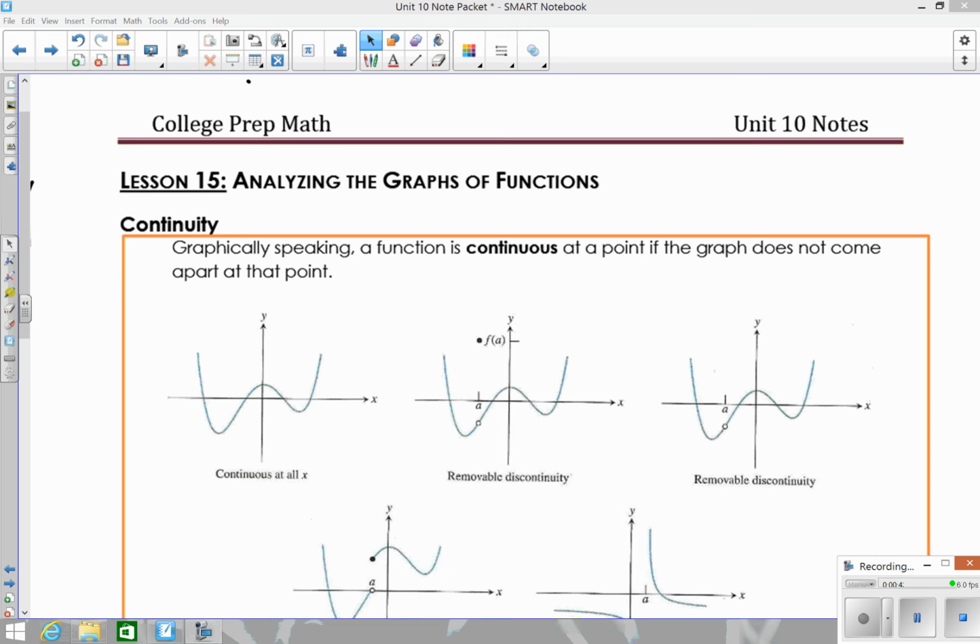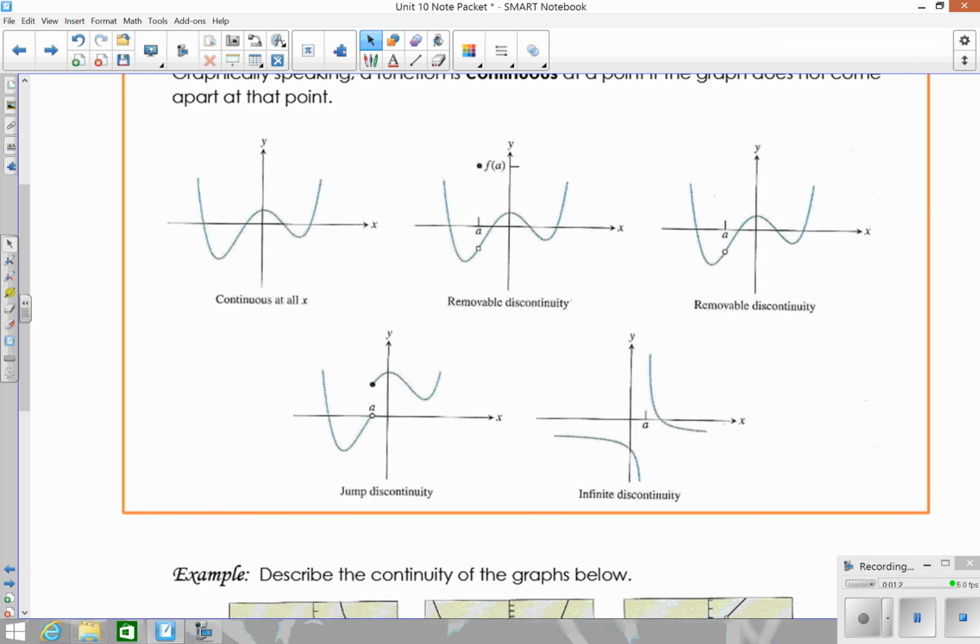The next one here has a removable discontinuity because if you look, I can trace and then I have to stop because there's a hole there. And then I can pick back up and continue. But since this is just one point or one hole in the graph, I can patch that hole by picking another point. So if you look here, I have another point that kind of replaces this. So this is called removable because we can patch the hole by redefining f of a, or defining a new point. This example here again is removable discontinuity, but this one we did not patch or redefine f of a. So those are basically both removable discontinuity because it's just one point.